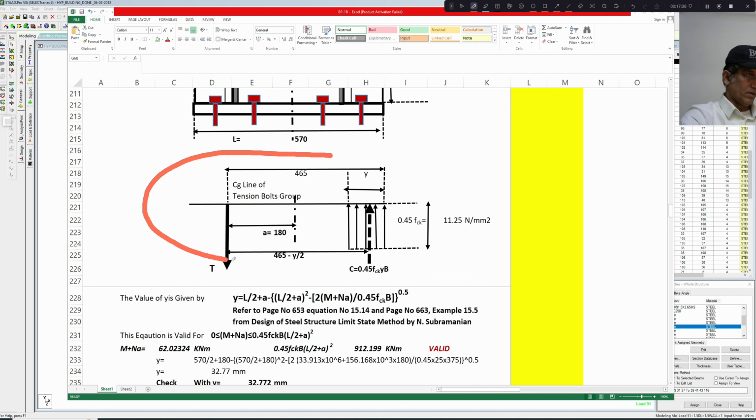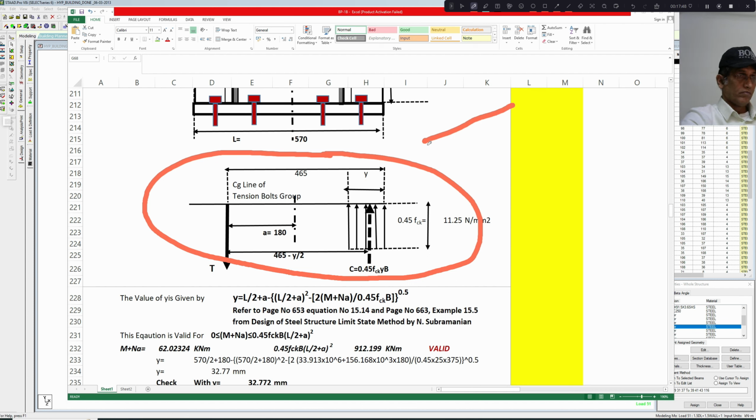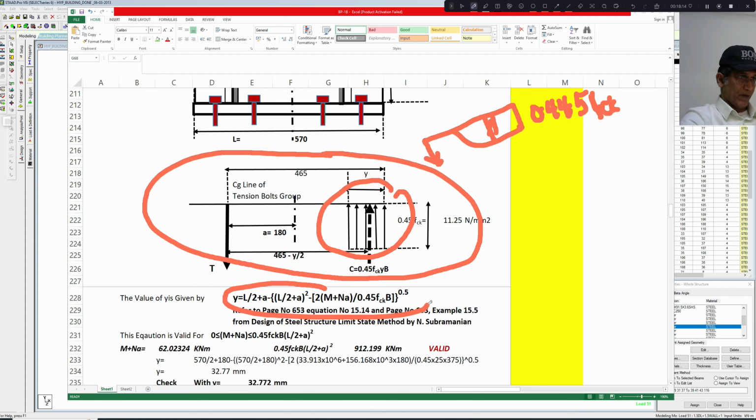You see, this is the case when I consider an RCC beam. In an RCC beam, tension is taken by reinforcement and compression is taken by concrete. The diagram is something like this: 0.445 fck. So this parabolic diagram has been idealized in Subramaniam's book, and this equation has been derived in his book.